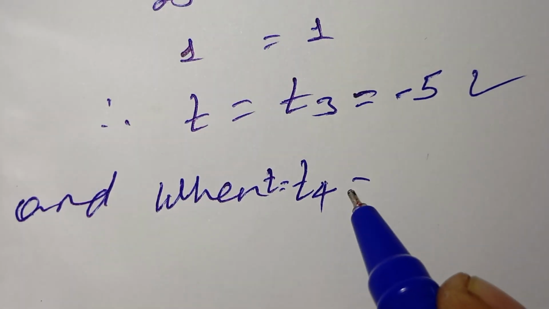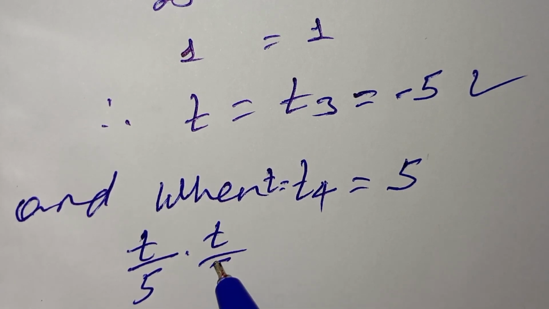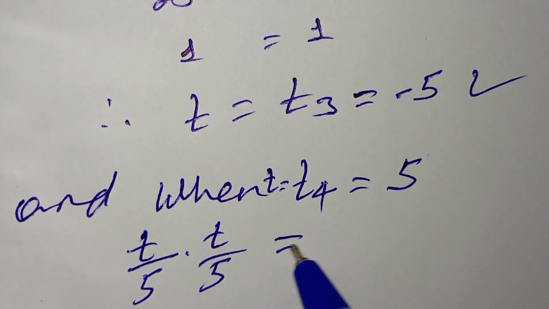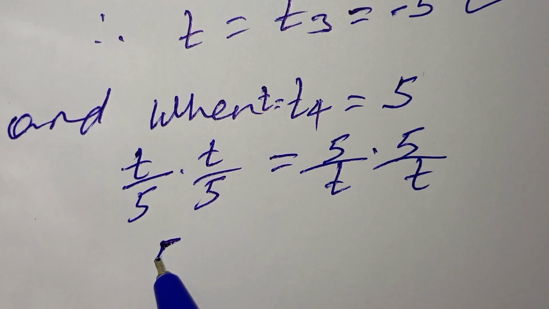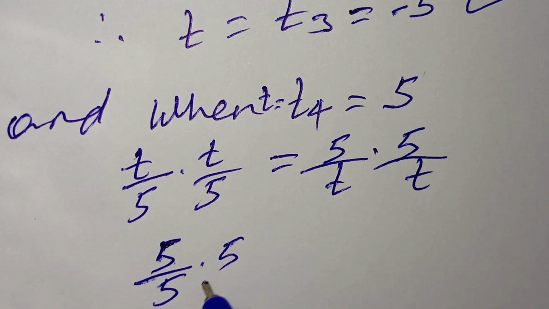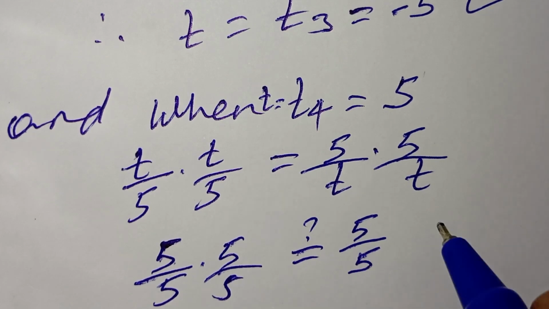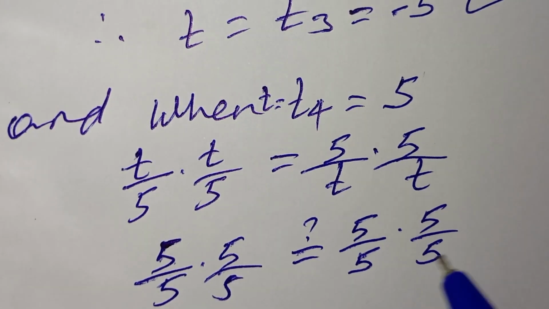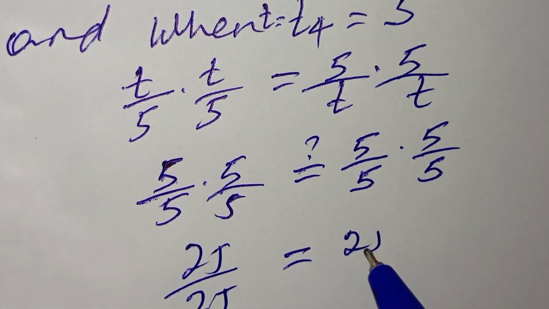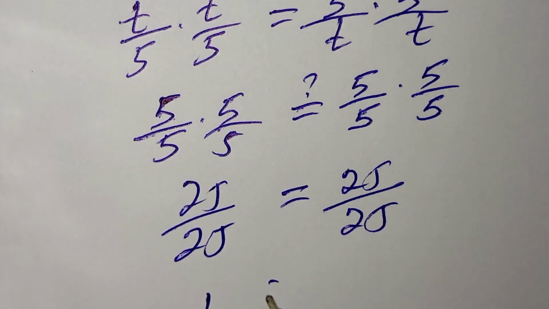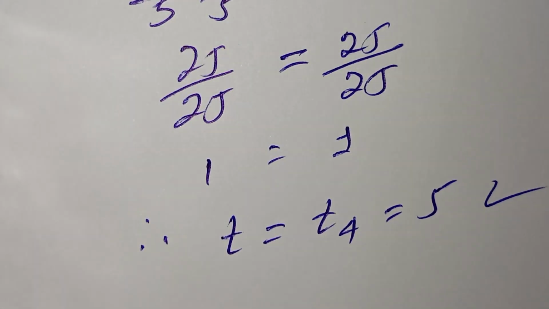When t is equal to t4 is equal to 5, t over 5 times t over 5 is equal to 5 over t times 5 over t. 5 over 5 times 5 over 5, is it equal to 5 over 5 times 5 over 5? 25 over 25 is equal to 25 over 25. 1 is equal to 1, therefore t is equal to t4 is equal to 5 is the right solution.